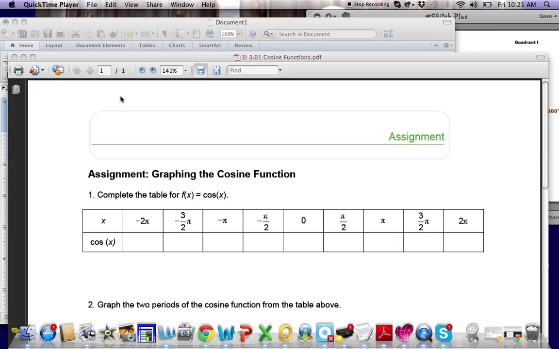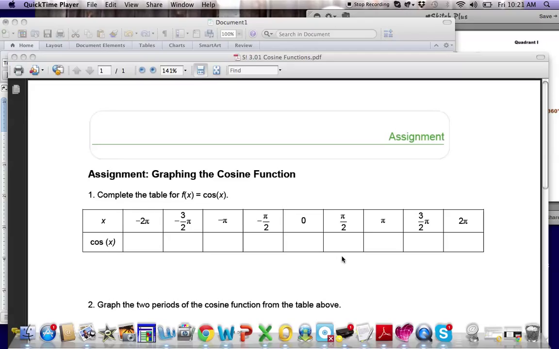Okay, this video is to help with the assignment graphing the cosine function. We need to complete the table for f of x equaling cosine of x. So our top row is all of the x values that we need to find the cosine of. In order to do this, you're going to take the cosine of negative 2 pi, or the cosine of 0, or the cosine of pi.